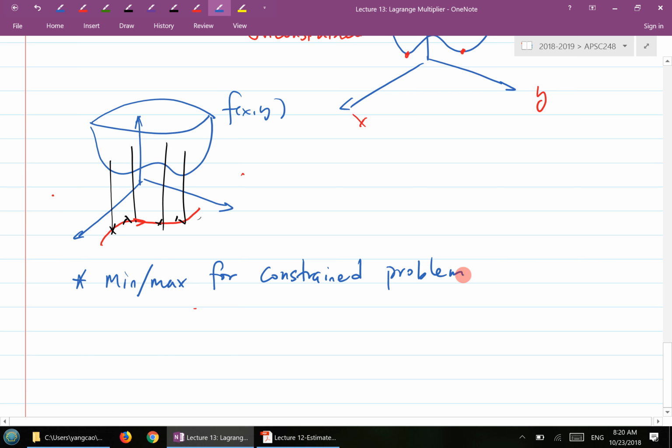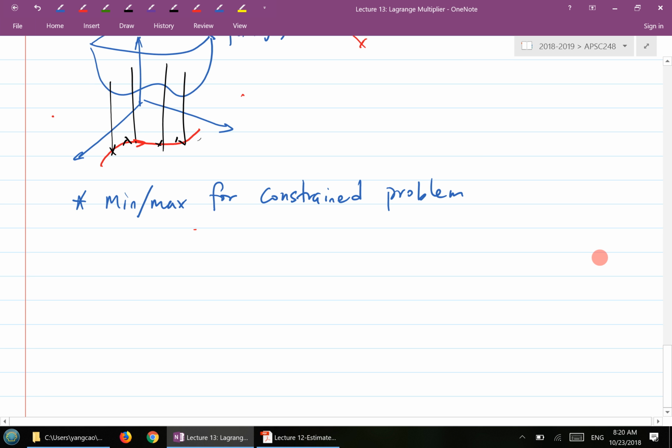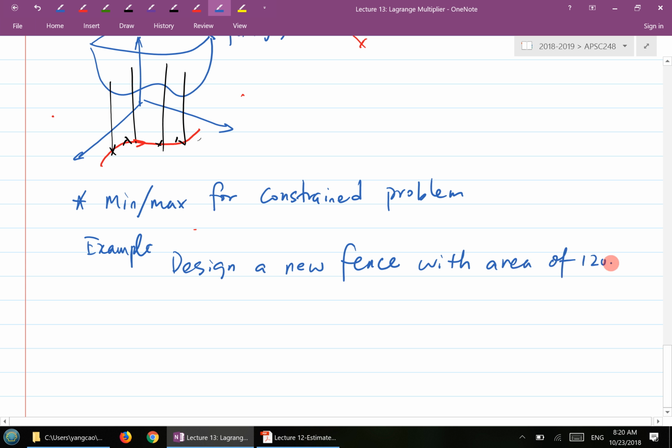Now, before we formally introduce the approach, which is the Lagrange multiplier, let's take a look at an example of this constraint problem, which you're probably able to solve from the past. Suppose you're going to design a fence, and the fence has an area of 1,200 square meters. So this is your constraint, basically.